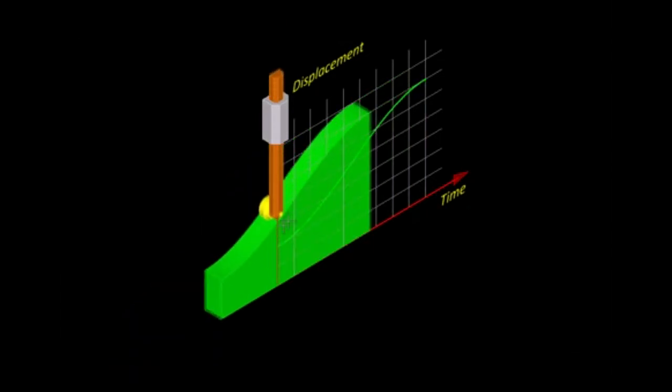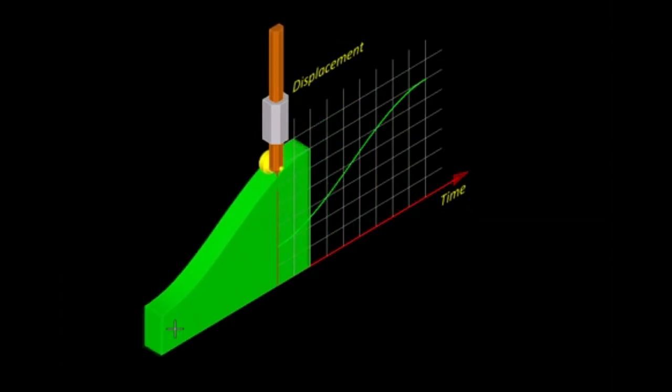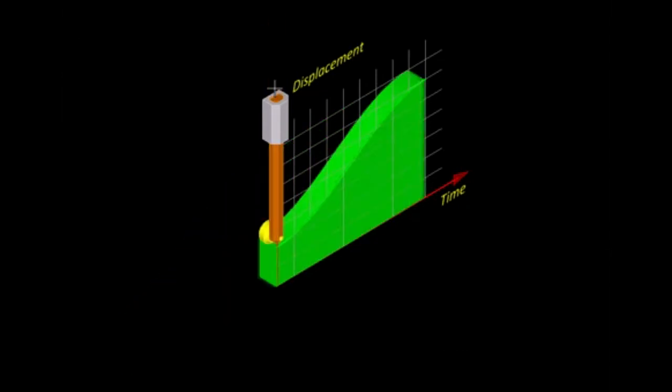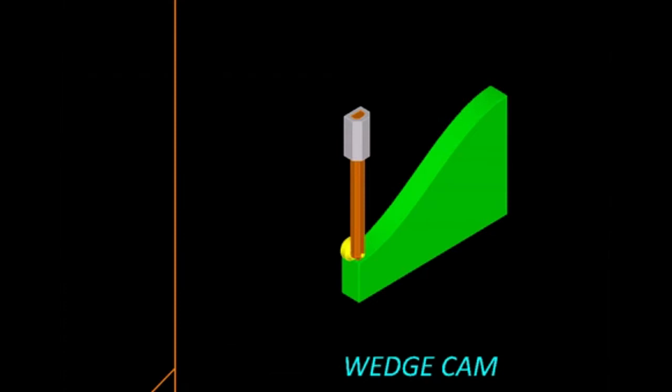This metal plate, this particular profile, is called the cam, and the machine part which is following it is rightly therefore called the follower. So in theory we have solved the problem, and the solution that we just got is called the wedge cam. But there is a small problem here.